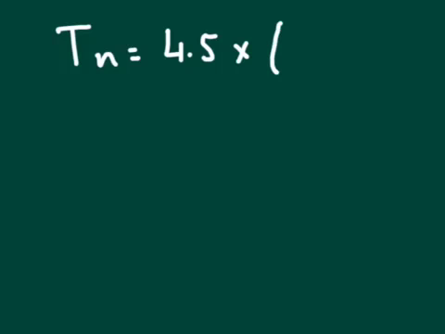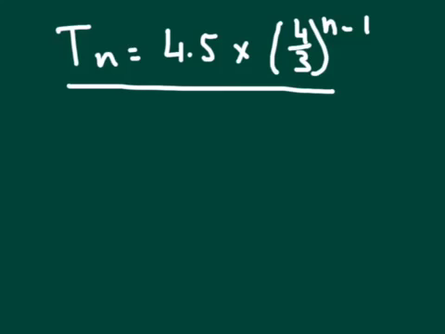Our rule would be like this. Tn equals, I said the first term was 4.5, didn't I? So we might call it 4.5 for the purposes of this. And we said the common ratio was 4 on 3. And you just raise that to the power of n minus 1. And now that we've got that rule, we could find any other term in that sequence.